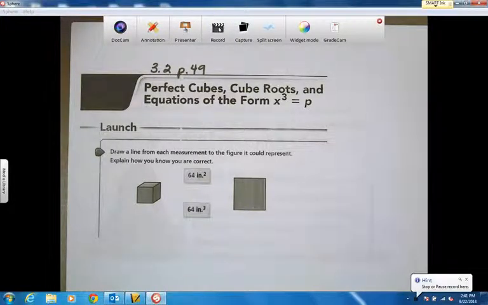All right, today we are going to learn about lesson 3.2. You need to be on page 49 of your digits book, so go ahead and make sure you have that out and you are on this page. And we're going to go ahead and take a look at the launch together.